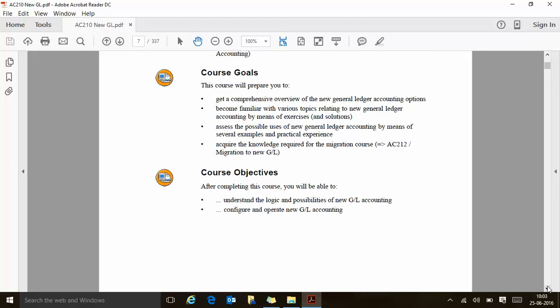Assess the possible use of new GL accounting by means of several examples and practical experience, and acquire the knowledge required for the migration course. So before we start the other book, 212, which is purely migration, we need to understand what migration, which migration, and how we are going to do that. So that's a basic knowledge we will get with this 210 book. And after this course you will be able to understand the logic and possibilities of new GL and configure and operate new GL accounting. You should be able to configure new GL accounting completely.